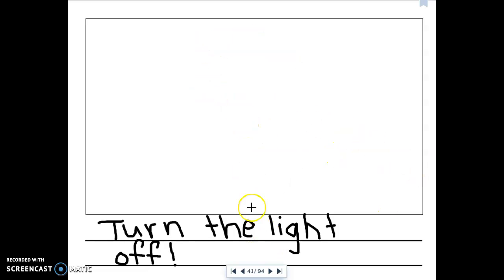So I'm going to make a poster, and my poster is "Turn the light off." I'm going to use the words down here at the bottom, and then I'm also just going to draw a picture in this section, which is what I want you to do with your writing. But I also need to do something one step further, okay?